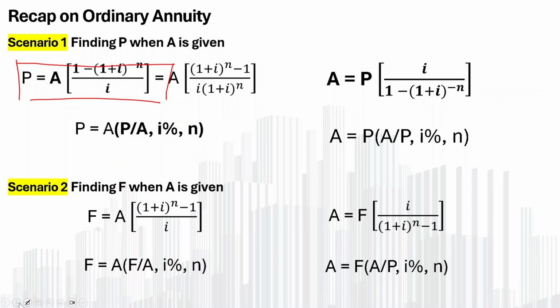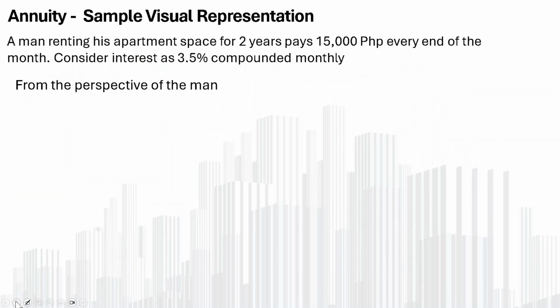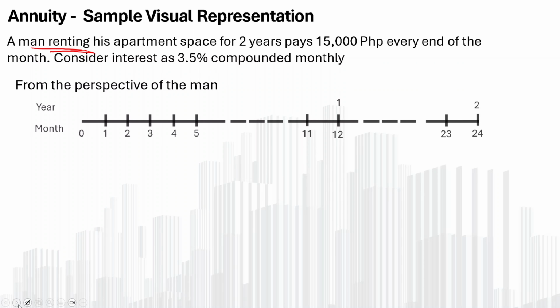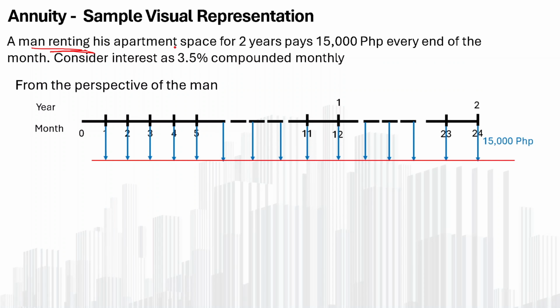Here's a sample visual presentation of an annuity. A sample of an annuity like this is renting space, the rent, because it is a regular payment per month. In this particular case, it's 2 years, paying 15,000 pesos every end of the month, considering the interest is compounded monthly. So from the perspective, you have this particular cash flow. As long as the payment is spread out, the payments are equal per period, and the intervals of time are equal.